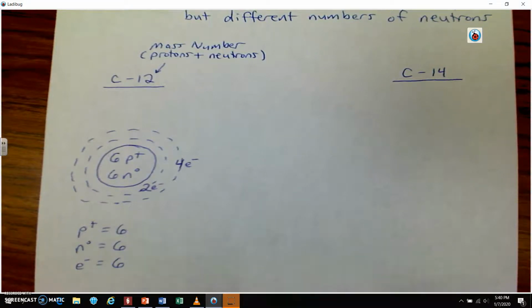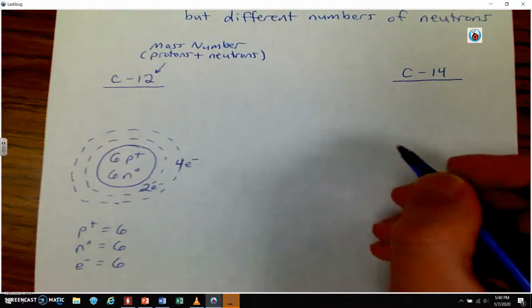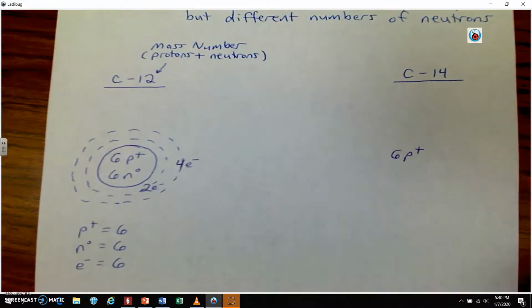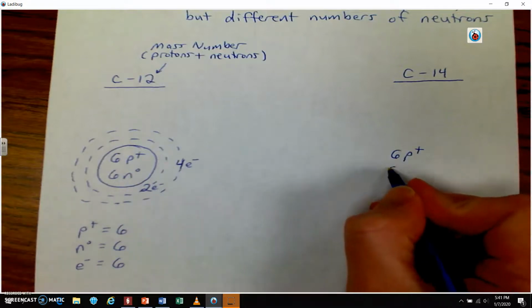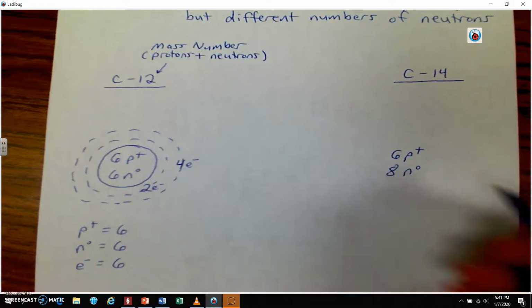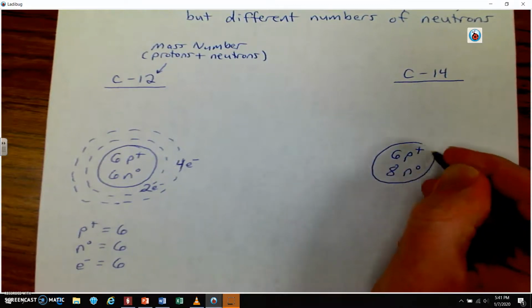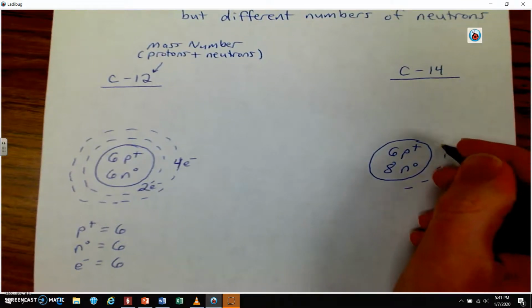Now let's come over to the right and draw a diagram of carbon-14. Just like carbon-12, it's also going to have 6 protons. But carbon-14 is interesting. It does not have 6 neutrons. It has 8 neutrons. So we're going to put those in the nucleus. Once again, draw our 2 dotted circles around the nucleus.